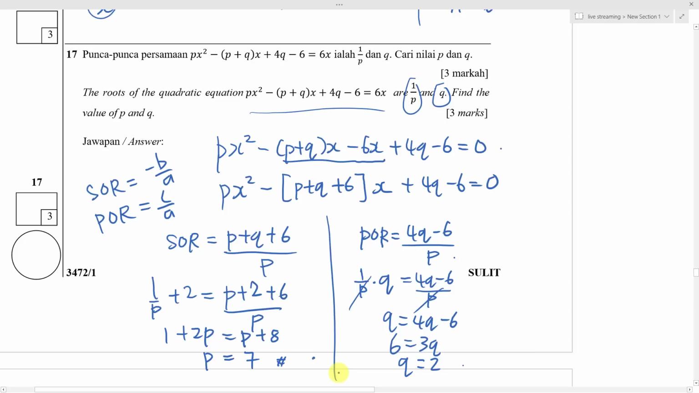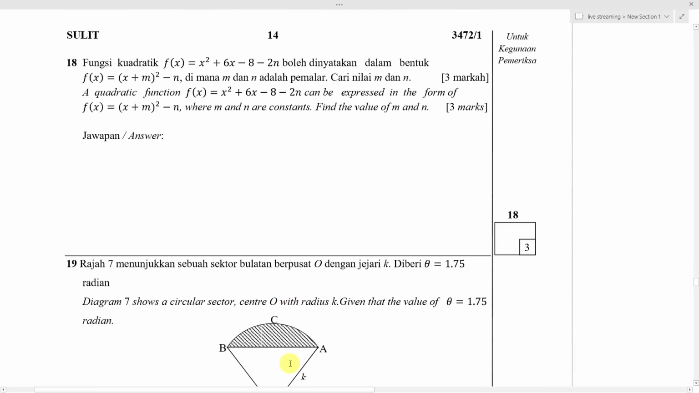Yep, sometimes we make careless mistakes. Oh my god. Is it 2 and 7? I hope my answer is correct. If my answer is wrong again, just let me know.